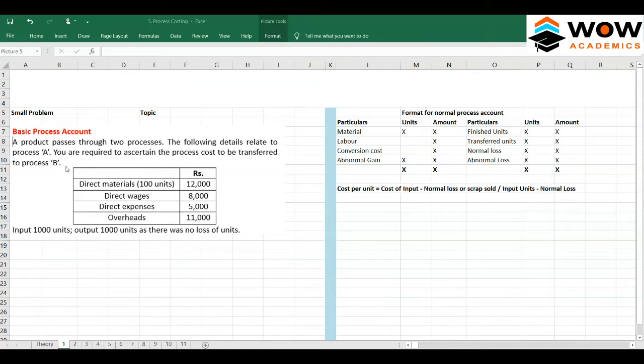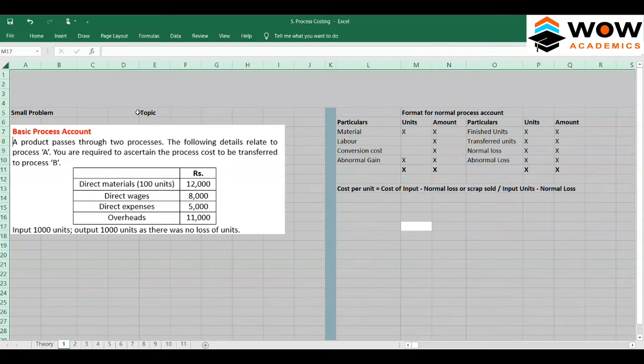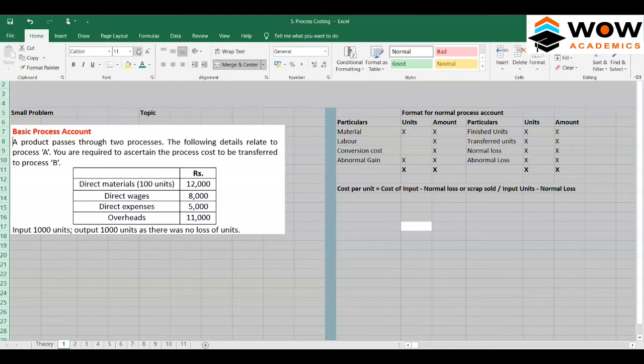The direct materials is 100 units and 12,000 rupees. Direct wage is 8,000. Direct expense is 5,000. Overheads incurred is 11,000. Input units is 1,000 and output units are also 1,000. And there is no loss of any particular unit. Okay, so we could use this format here, and we can try to get an answer.